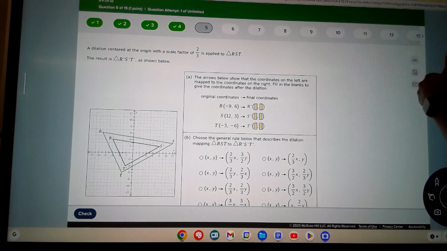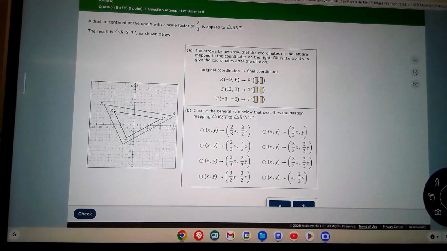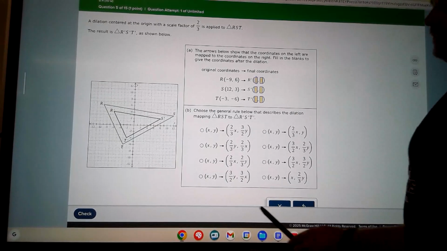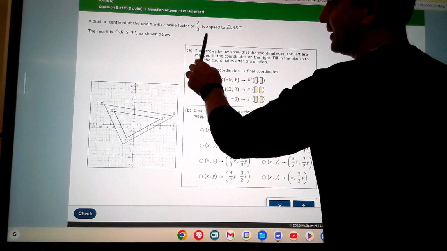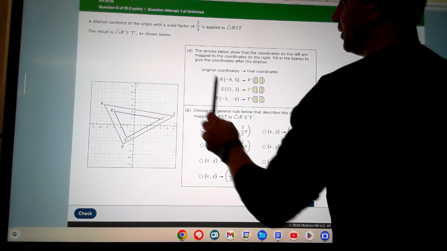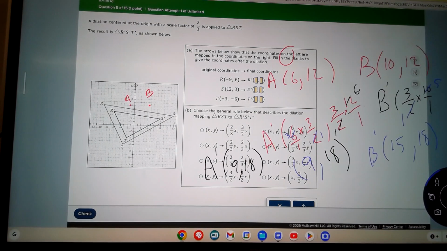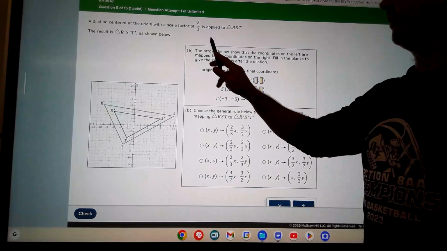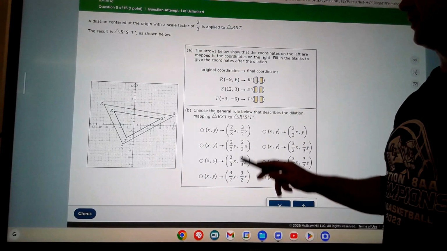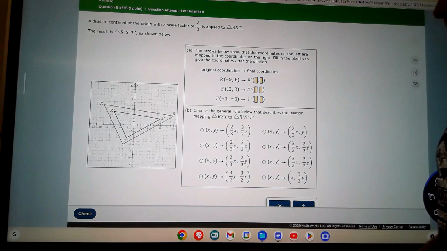Same 5 questions. The dilation, center at the origin with a scale factor of 2/3, is applied to triangle RST. So we can see the original RST. They did a dilation less than 1, so it got smaller. There's a result. So what are the new coordinates? You have 2 options here. You can do the math, meaning you take every single number times that and figure out the answer, or you could also look at this and put that in there. So whichever way you think is fastest.